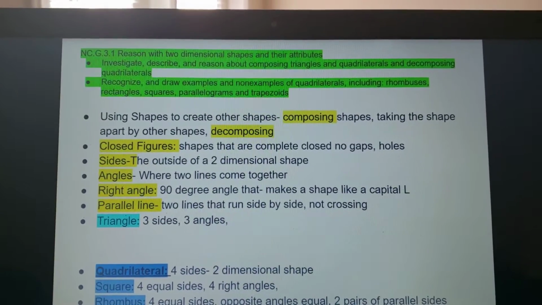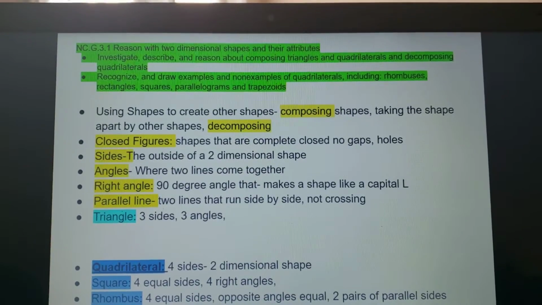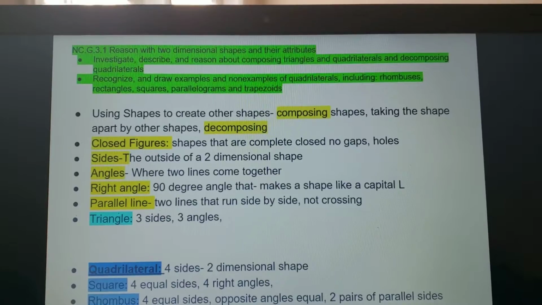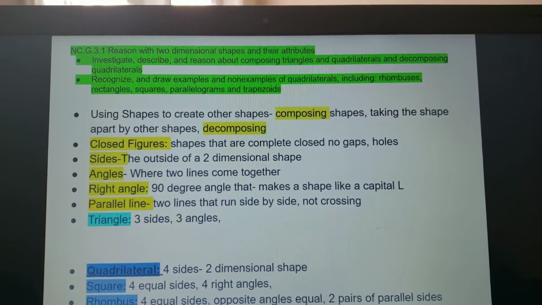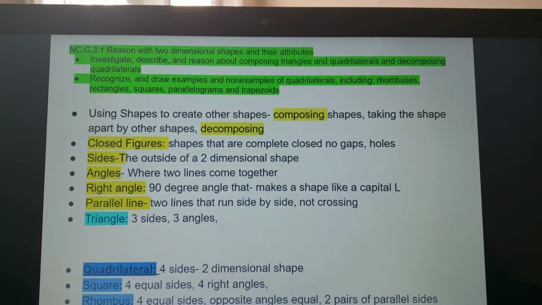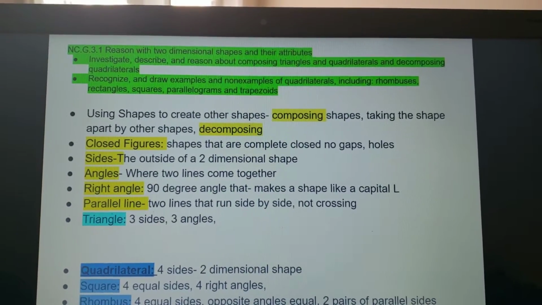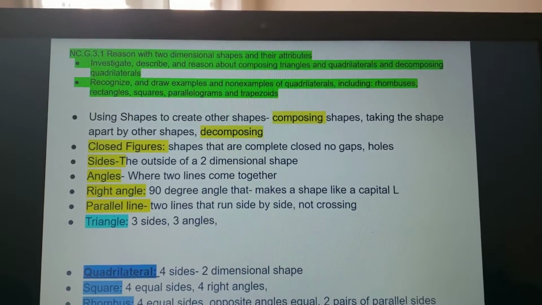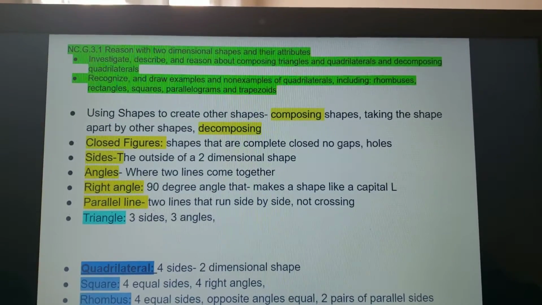We talk about the sides of a two-dimensional shape or a flat shape. We talk about angles, where two lines come together and create an angle. They will need to know what a right angle is, and that's a 90-degree angle. What we've talked about is that it makes an L shape, and they should be able to draw a small L in the corner of a shape, and I'll show you a little bit more about that.